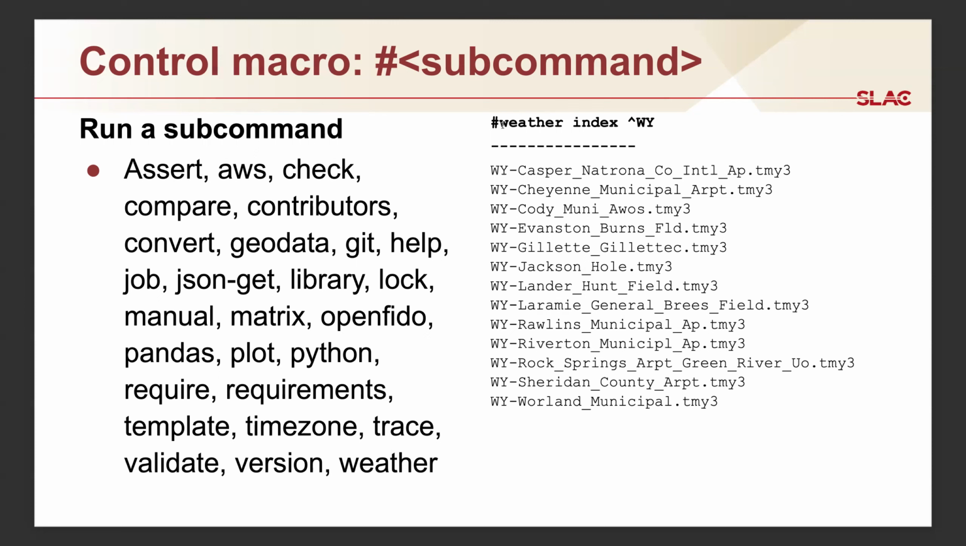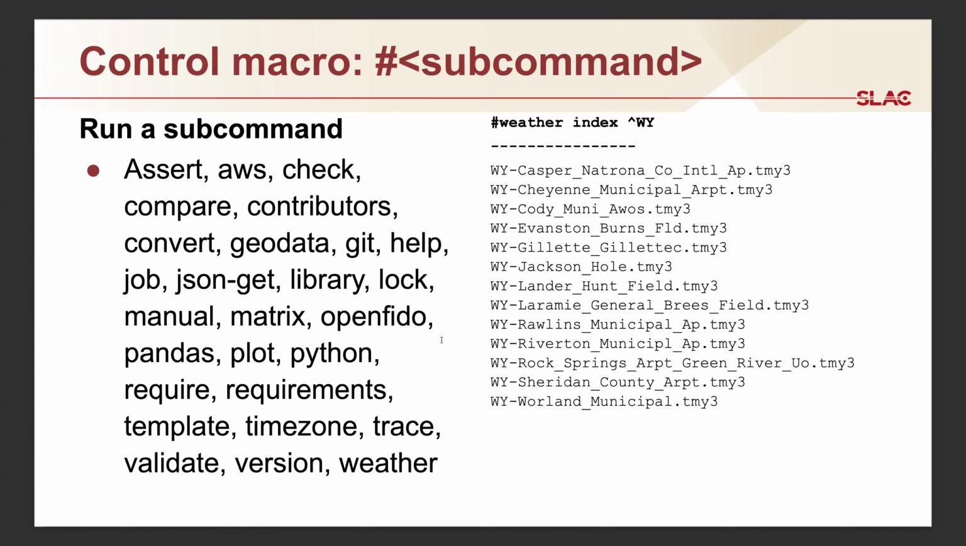Here's an example of getting a list of all the weather in Wyoming. This runs the weather subcommand, retrieves an index of anything that starts with the characters WY, and that lists all the Wyoming TMY3 data that's available on the server. And so you can use this for a lot of different purposes, including generating plot files, doing matrix manipulations, retrieving libraries, running geodata.